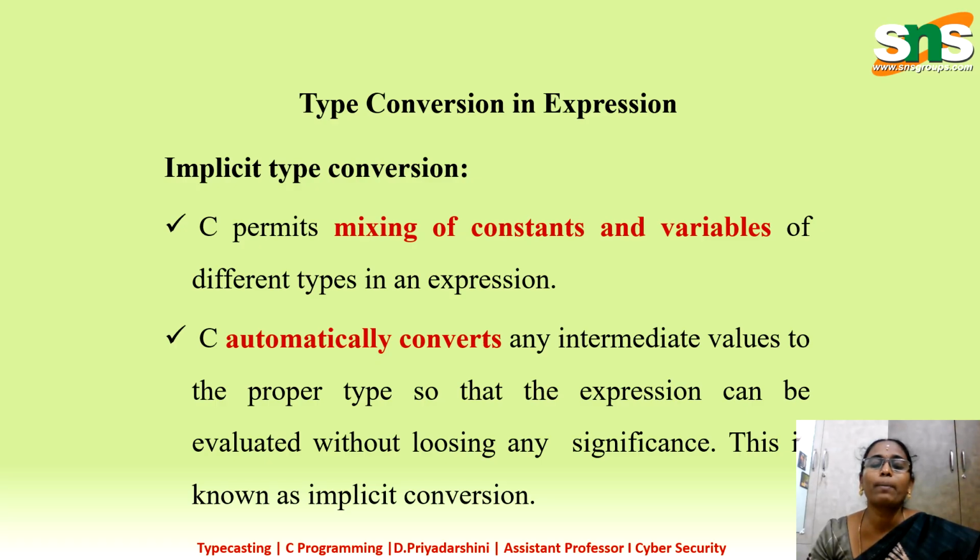Implicit type conversion. C permits mixing of constants and variables of different types in an expression. C automatically converts any intermediate values to the proper type so that the expression can be evaluated without losing any significance. This is known as implicit type conversion. For example, if I want to convert a character to an integer or from an integer to a character, this can be done without the programmer specifying how to convert from one data type to another. The compiler automatically converts one basic data type to another, and that is called implicit type conversion.